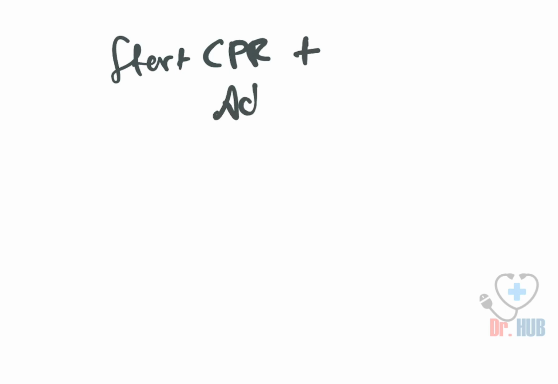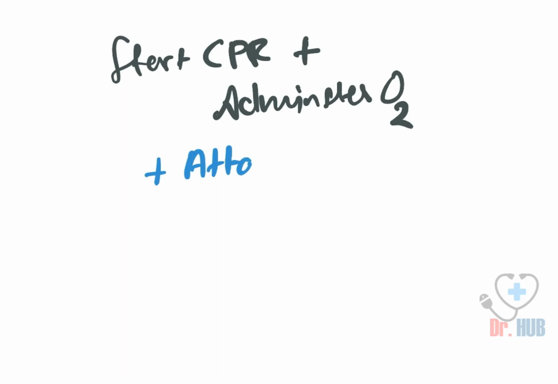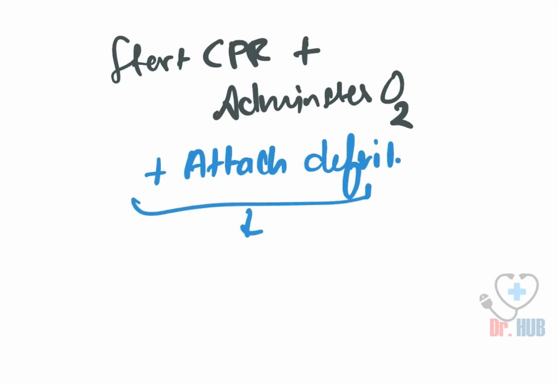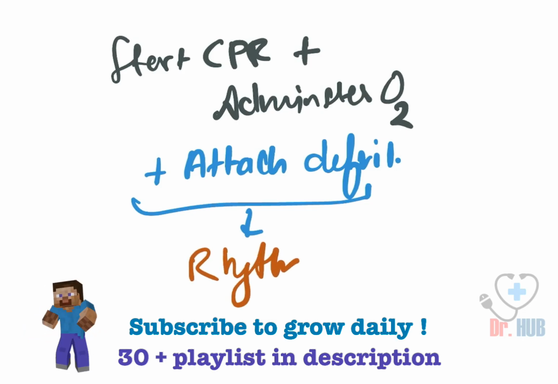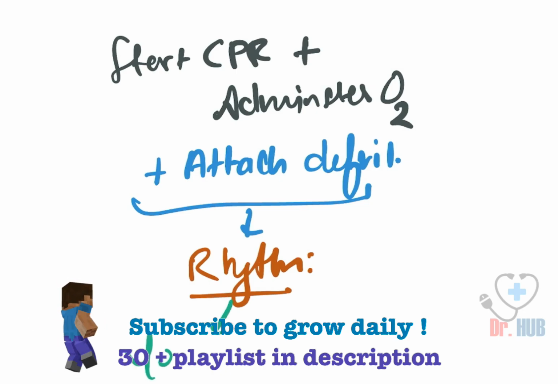So first, in case a patient has a cardiac arrest, the first thing is to start the CPR. And next one is to administer the oxygen. Next, we attach the defibrillator. So after doing this, we look for the rhythm. The rhythm can either be yes, it is shockable, or no, it is non-shockable.